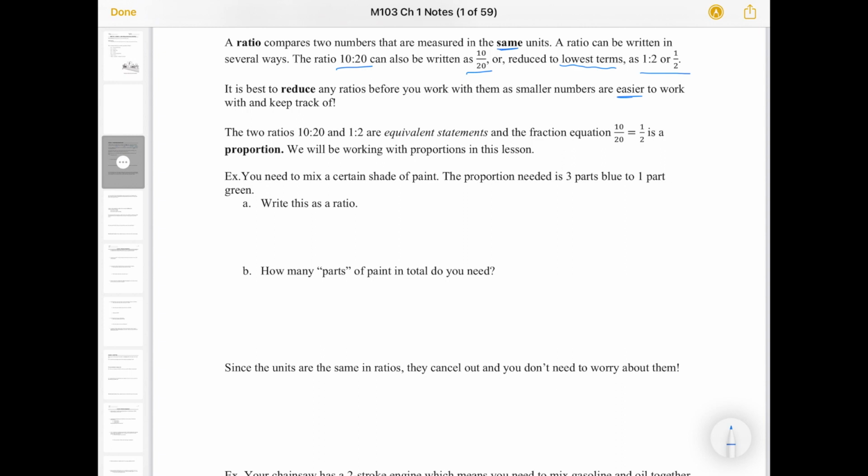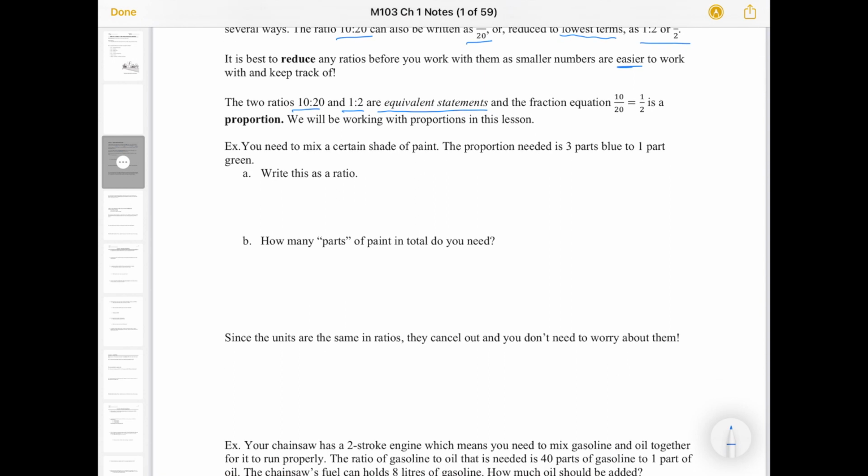Okay, another definition here is just an equivalent statement. So when I reduce 10 to 20 to 1 to 2, those are equivalent statements. They are the same. They are equal. For equivalent, they are equal statements.